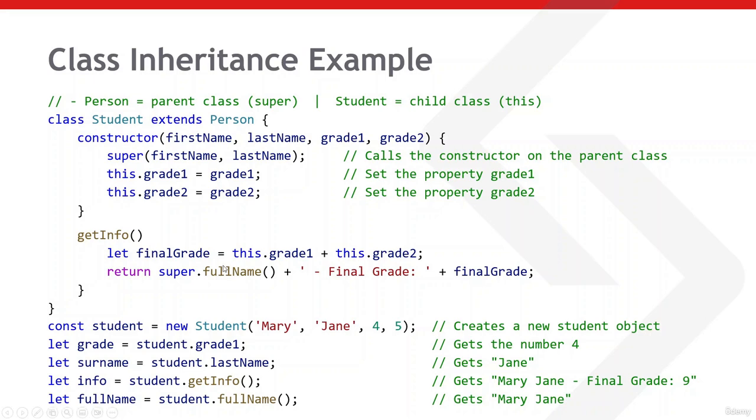The same happens if I need to specify the parent class, if I need to talk about the object that I am extending. But instead of using the keyword this, I'm going to use the keyword super. Let's make an example over that. Let's go back to the code.